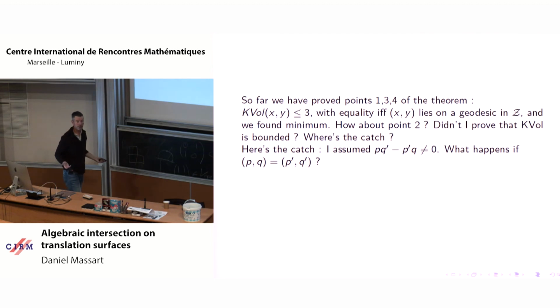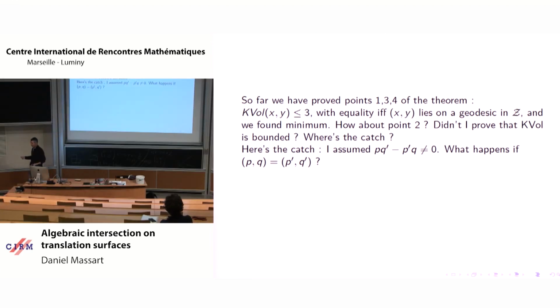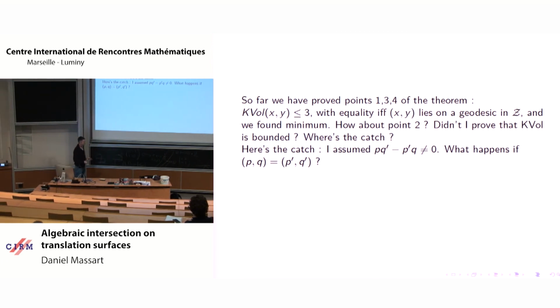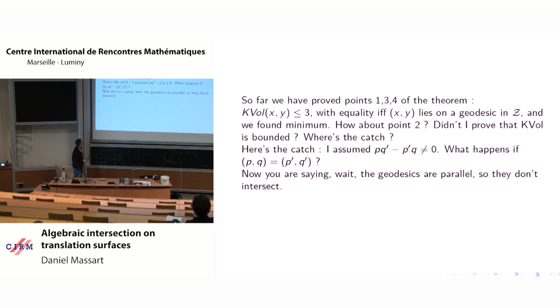But what happens if (P, Q) equals (P prime, Q prime)? So you are going to tell me, in this case, the geodesics are parallel, and parallel curves do not intersect, so they do not have any algebraic intersection, so nothing happens. And that would be wrong, actually.